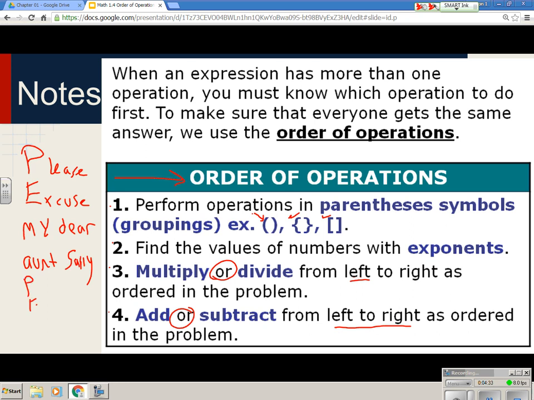Please excuse my dear Aunt Sally. But I changed mine up a little bit. And I don't really use the please excuse my dear Aunt Sally. I just use this. And this is what I want you to write down in your notes.